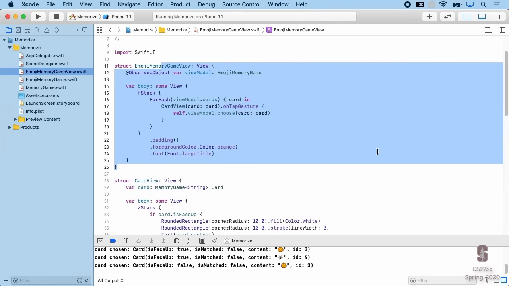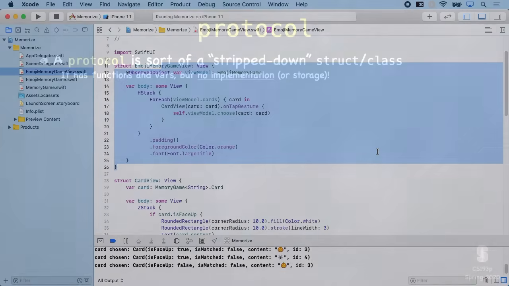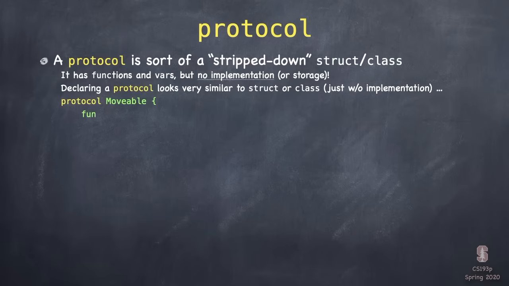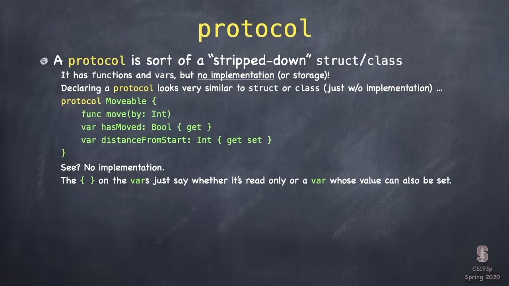All right, so we need to jump back into the slides right now and talk a little bit about protocols. A protocol is going to look to you like it's a stripped down class or struct. Stripped down because it has functions and vars, but no implementation. So here's a protocol, Movable, that I've made up.